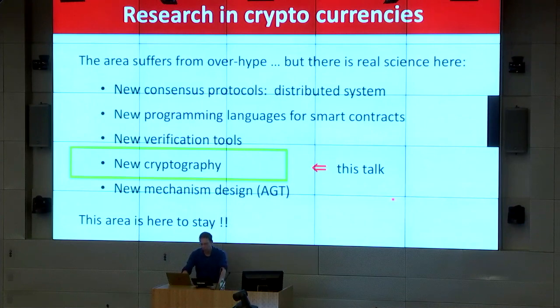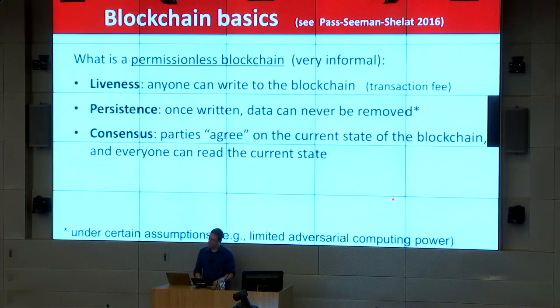So before I tell you about new cryptography for blockchains, I have to tell you a little bit about how blockchains work, just so that we're all on the same page. If you haven't seen much of blockchains before, let me explain what the blockchain is, at a very, very high level. If you're interested in learning more about the formal properties that a blockchain provides, there's this really nice paper by Rafael Pass, Lior Seeman and Abhi Shelat from 2016 that formalizes what the blockchain provides. I highly recommend reading this paper.